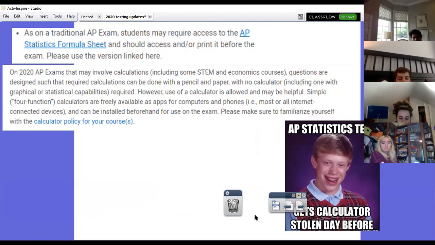I'm not 100% sure what to make about this next part, so we're going to read this a little more closely, because this will pertain to some of your other AP tests too. On 2020 AP exams, they may involve calculations, including STEM and economics courses. Questions are designed such that required calculations can be done with a pencil and paper with no calculator. So that's like the College Board party line for the SAT. Also, theoretically, you should be able to do all of the questions without a calculator.